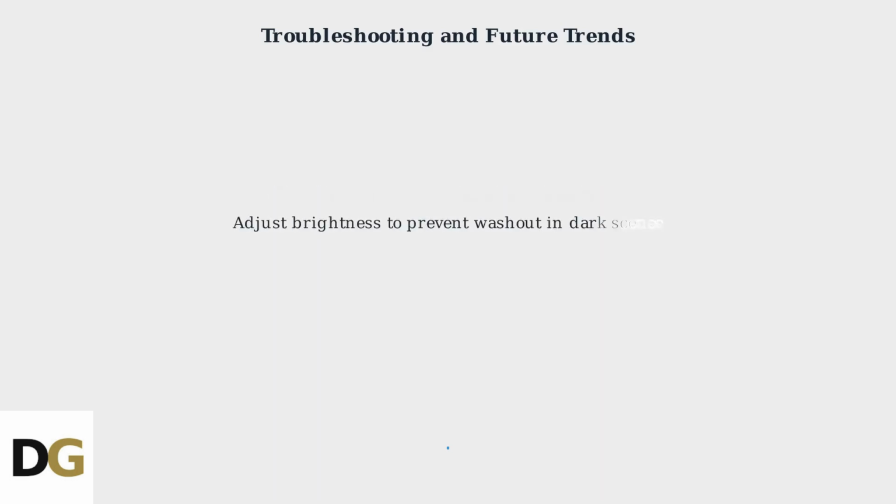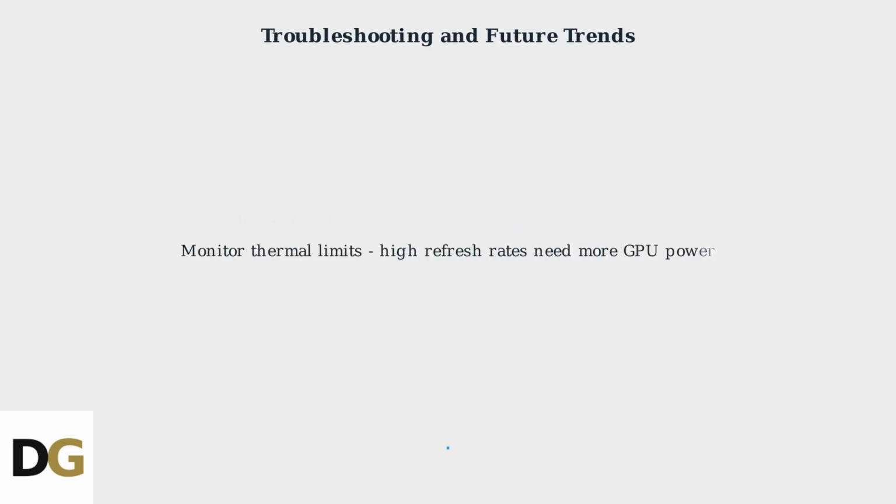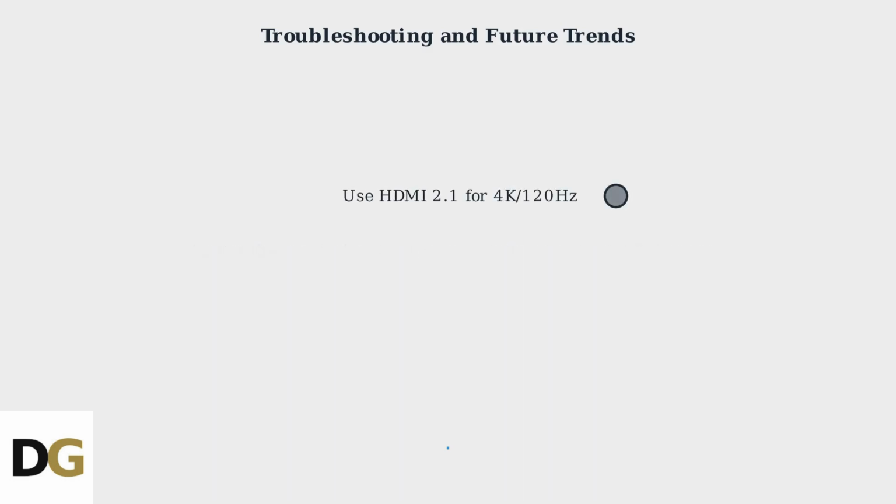Adjust brightness settings to prevent washout in dark scenes, aiming for 300 to 400 nits. Monitor your system's thermal limits, as high refresh rates demand more GPU power. Always use the correct cables for your resolution and refresh rate. For example, use an HDMI 2.1 cable to achieve 4K at 120Hz.